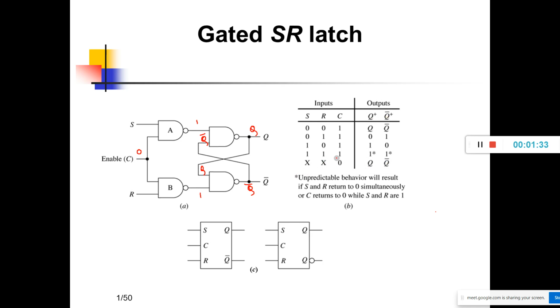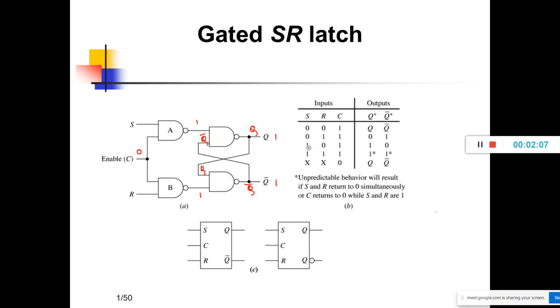Similarly, if you apply combination 1 1 and the control signal is 1, both the outputs will be 1 and 1, which is unpredictable behavior, and then S and R return to 0 simultaneously. So whenever S and R is 1 1 and the control signal is 1, the output will be 1 1, which is not complementing each other, and hence it is known as an unpredictable behavior or forbidden state.